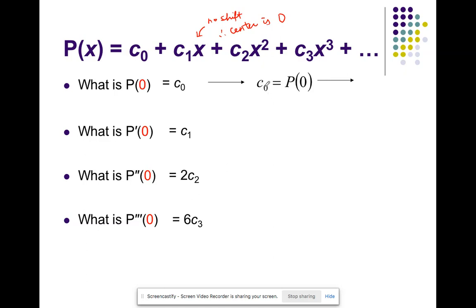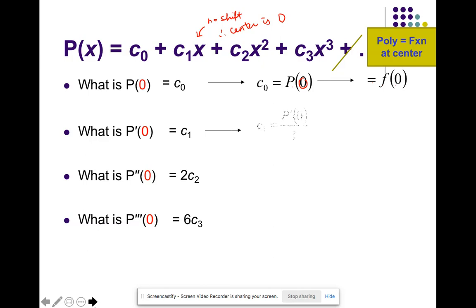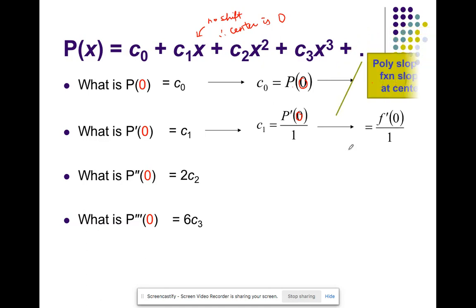I got the first coefficient by plugging the center into the polynomial. The polynomial at the center is exactly equal to the function at the center, the point of tangency. Look at this though. The first coefficient I got by plugging in the center to the first derivative. The slope of the polynomial is equal to the slope of the function at the center.